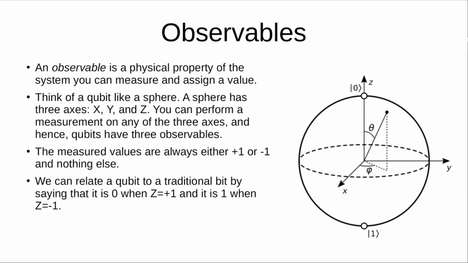So first let's talk about observables. An observable is a physical property of the system that you can measure and assign a value. Think of a qubit like a sphere. A sphere has three axes, x, y, and z. You can perform a measurement on any of these three axes, and hence qubits have three observables, x, y, and z. The measured values are always either +1 or -1, and nothing else. You can't measure z to be 0.2 or something like that. It's only going to be +1 or -1. We can relate a qubit to a traditional bit by saying that it is 0 when z equals +1, and that it is 1 when z equals -1.